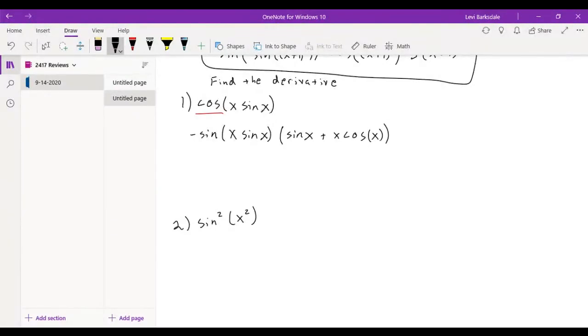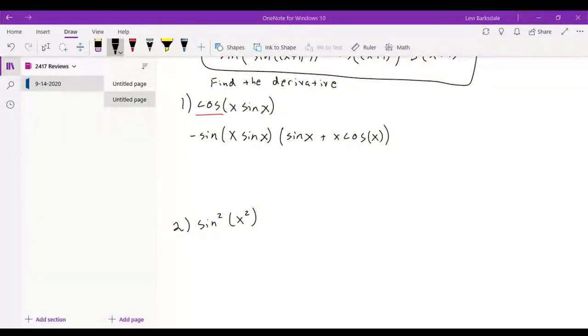In this case, it might simplify to something. Let's see. But it looks like you didn't quite use the product rule on the inside, which is unfortunate. I mean, it's just a tricky thing to remember. Sometimes you have to compound the chain rule with the product rule.